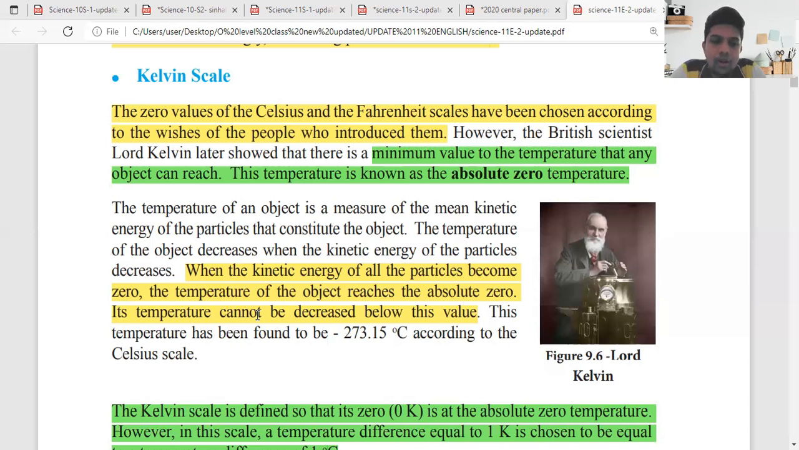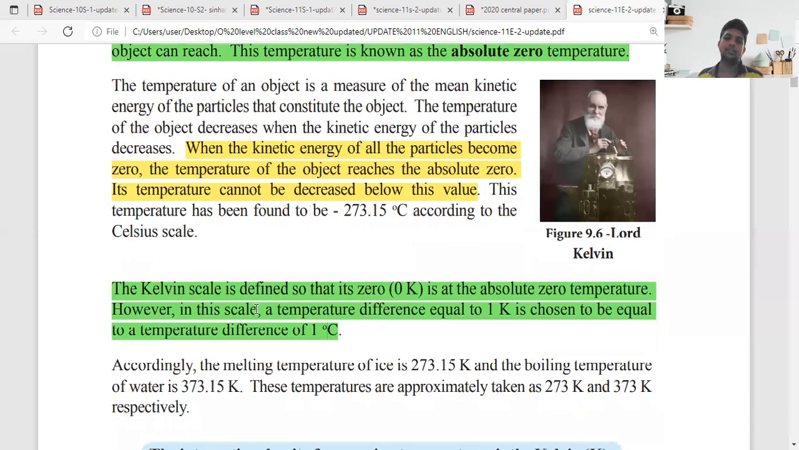This temperature has been found to be minus 273.15 Celsius according to the Celsius scale. If we look at it in the Celsius scale, it comes to minus 273.15. The Kelvin scale defined that as zero Kelvin.